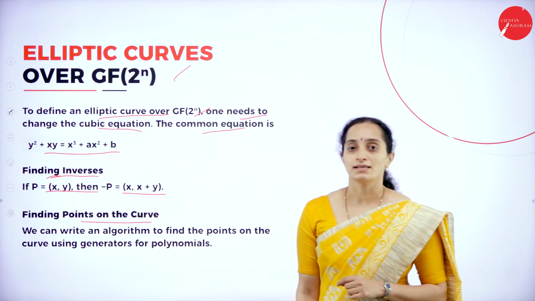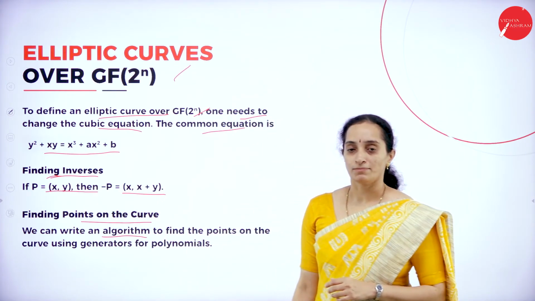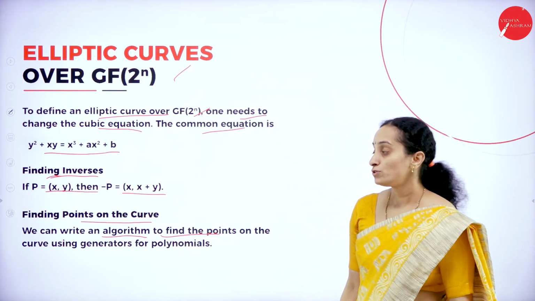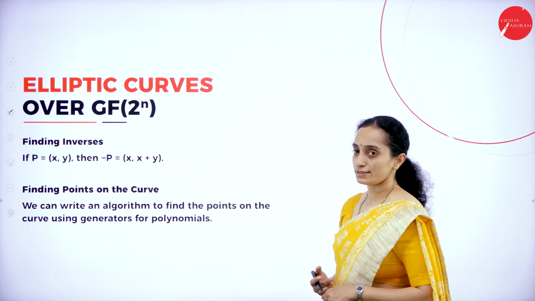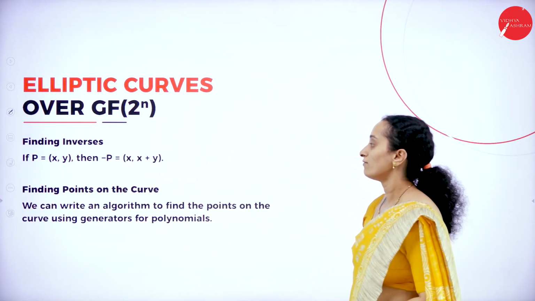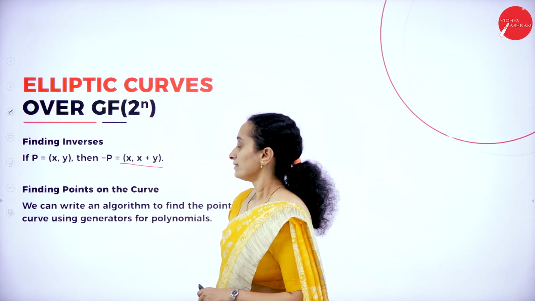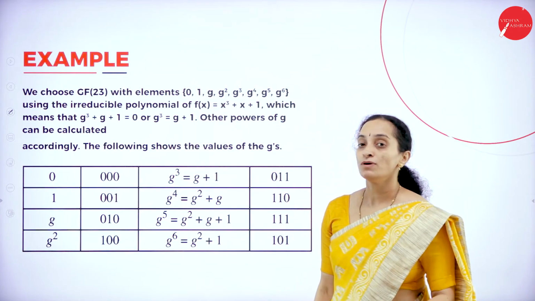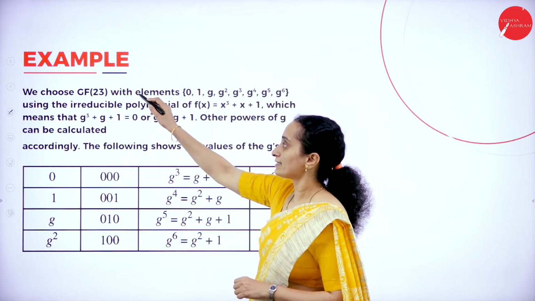Then the next thing is how to find the points on the curve. We can write an algorithm to find the points on the curve using generators for polynomials. We use the polynomial generator, and we can use the values for finding the inverse, that is (x, y). Then minus P will be equal to (x, x plus y). We can have an algorithm for finding the points on the elliptic curve. Let's check an example here.